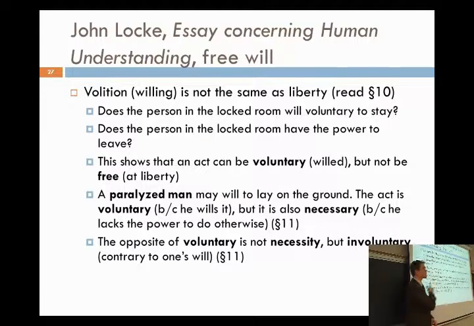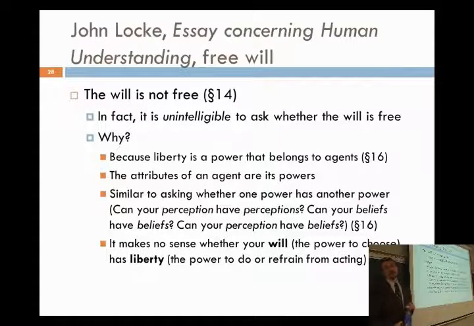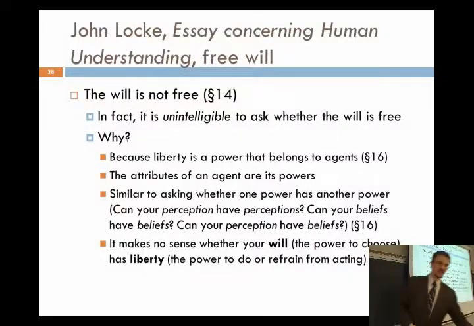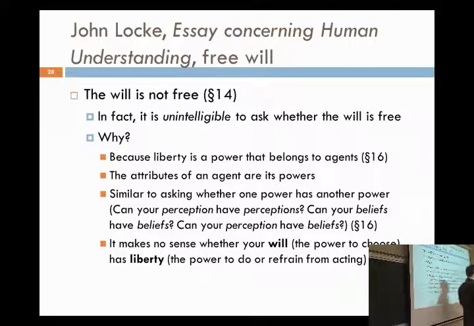So this now gives us everything we need to bring it all together. How do we bring it all together? Well, this is maybe the shocking part, is that Locke says the will is not free. He doesn't believe in free will? Strictly speaking, yes. But that's because he thinks it's unintelligible to say that the will is free. He thinks that when people ask, is the will free, that people who ask that question are asking something that is completely absurd. It's like saying, is the number 5 red?